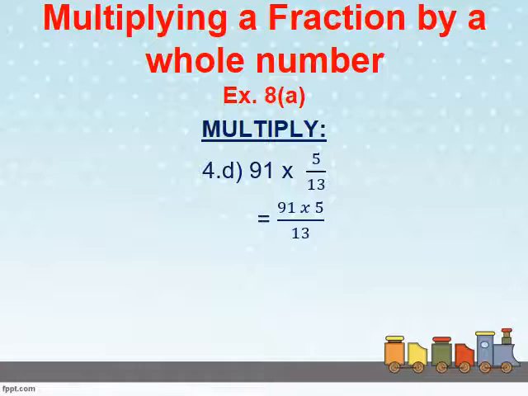Now children, let's see. 91 and 13 can be divided by the common number 13. So when you divide 91 by 13, you get 7, and when you divide 13 by 13, you get 1. So 91 divided by 13 is equal to 7, and 13 divided by 13 is equal to 1. So now we will write 7 multiplied by 5 in the numerator and 1 in the denominator, which is equal to 35, which is a whole number. So this is our answer.